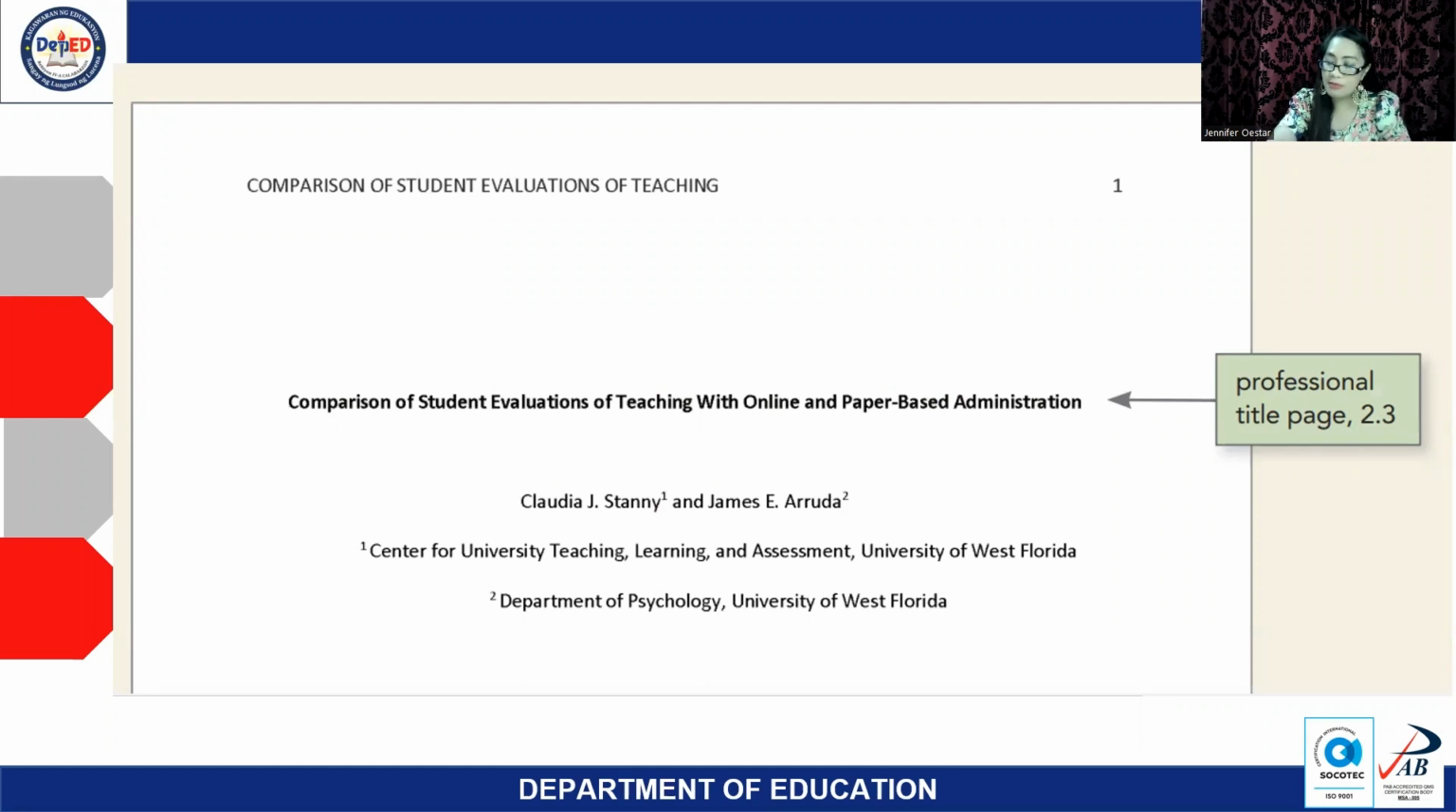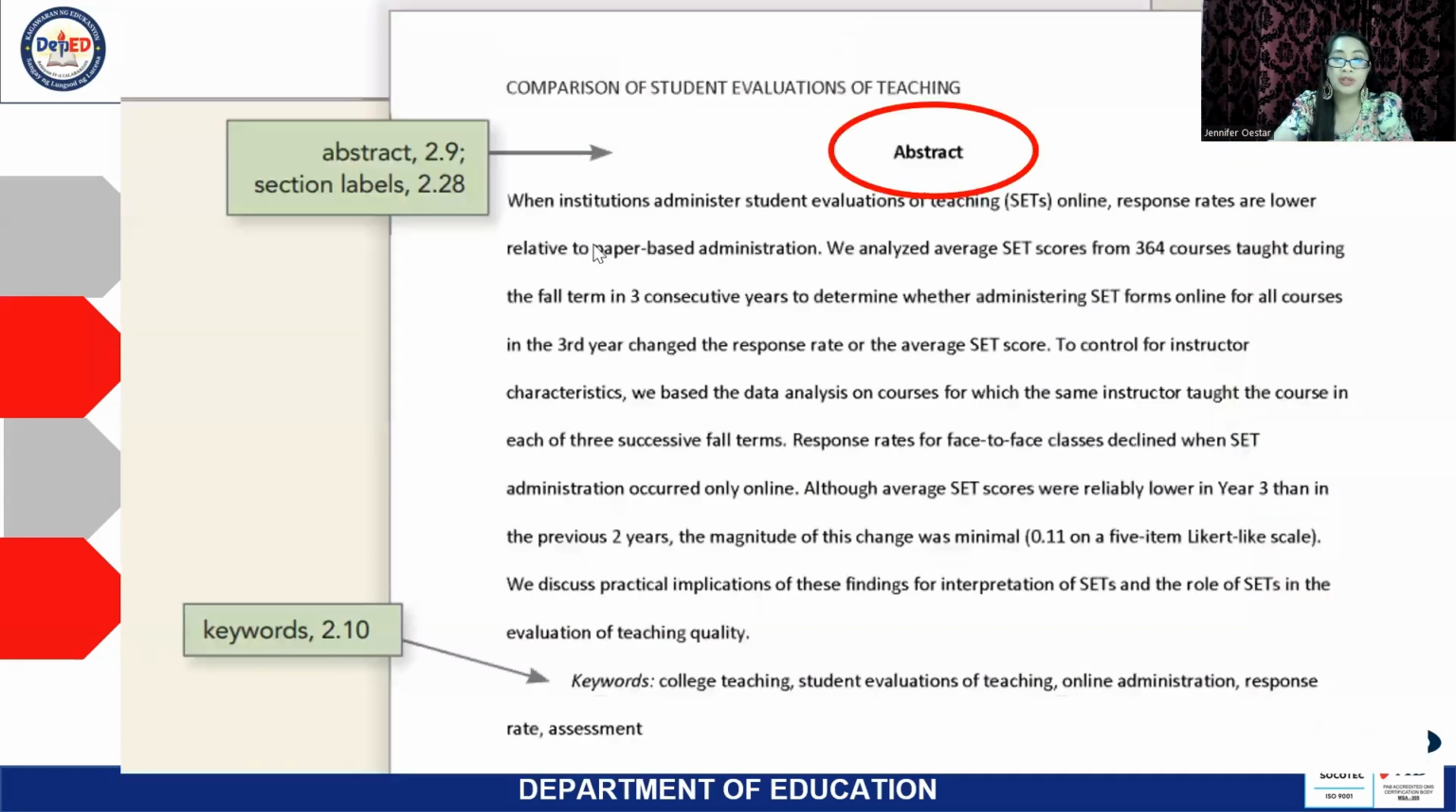I will not write Jennifer M.O.S. Star, comma PhD, but just Jennifer M.O.S. Star, since according to the rulings, we no longer write the honorary title or the degree. Then the affiliation, Center for University Teaching, Learning and Assessment, University of West Florida. And specific, if there's a Department of Psychology, University of West Florida. This is the running head, all caps.